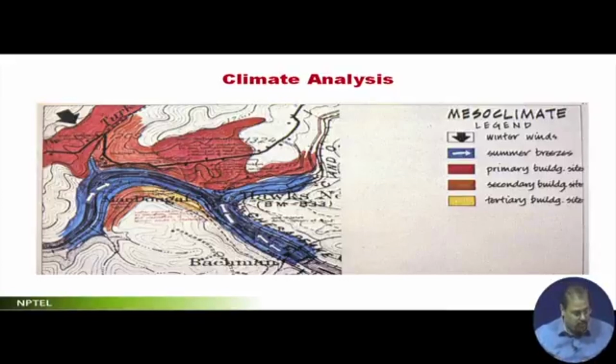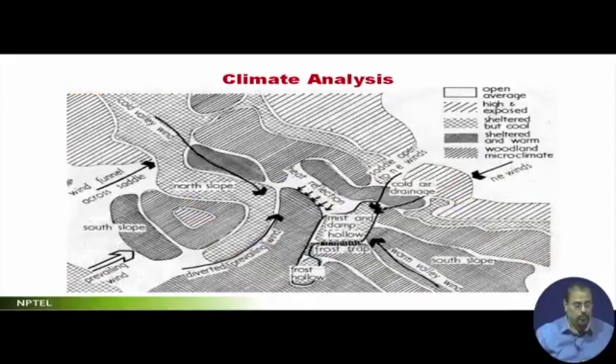I am not going into the detail of this, because for each one of them there are lots of discussion which I can do. These are only some representations, that is, is there any wind funnel, or any south slope, a prevailing wind, or a diverted prevailing wind. That means there must be something which is obstructing the wind and ultimately diverting. So this is only a representation. You are knowledgeable enough to find out exactly how the wind is behaving within this particular site.